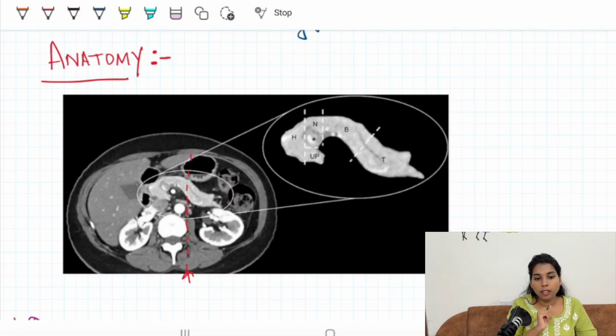Hi guys, today we'll discuss the topic of acute pancreatitis. First, we'll start with the pancreatic anatomy.